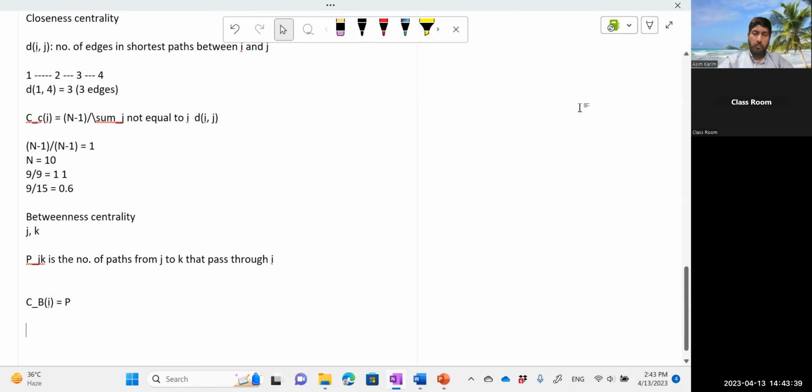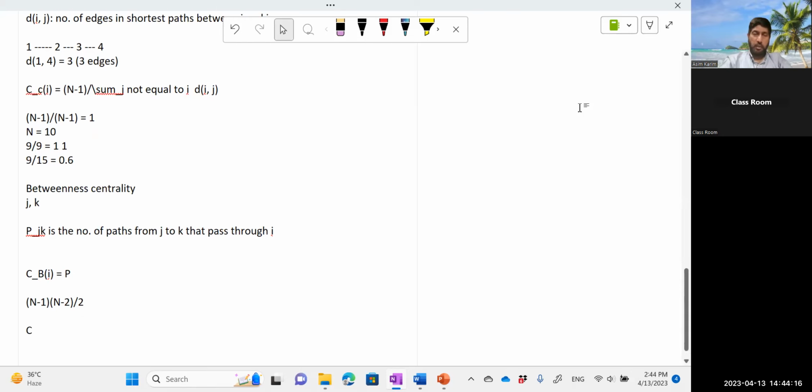So what is the total number of paths between any pairs of nodes that does not include I? If this is an undirected graph, it would be n minus 1 into n minus 2 divided by 2. Okay? So in an undirected graph, we took two nodes out of the graph, J and K. Okay? So this is going to be used for normalization. So this is the total number of paths, and the actual paths are P_JK.